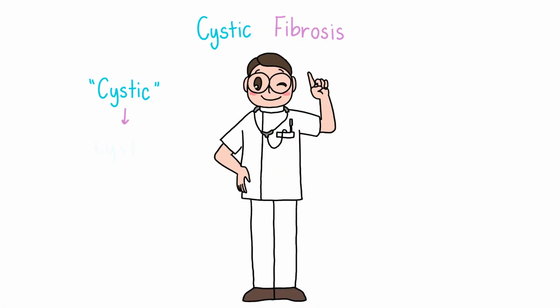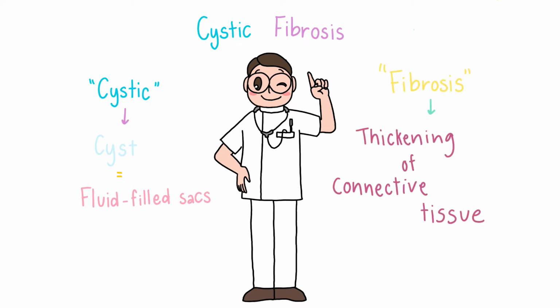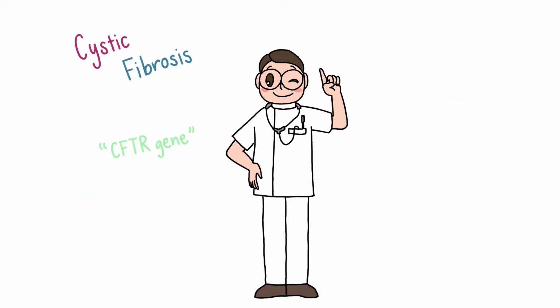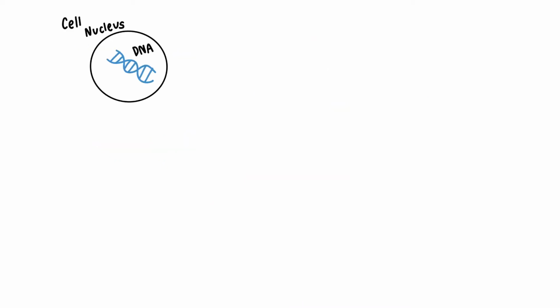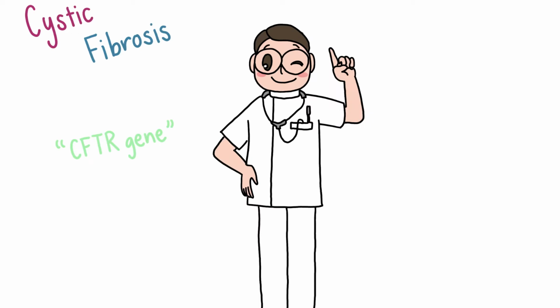Alright, cystic refers to cysts that are fluid-filled sacs wrapped in a membrane. Fibrosis means the thickening or scarring of connective tissues. It is an autosomal recessive disorder involving the mutation of the CFTR gene. One mutated gene is inherited from each parent. The CFTR gene, which stands for Cystic Fibrosis Transmembrane Conductance Regulator, codes for the CFTR protein.